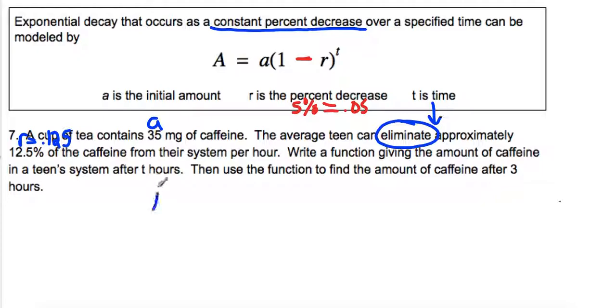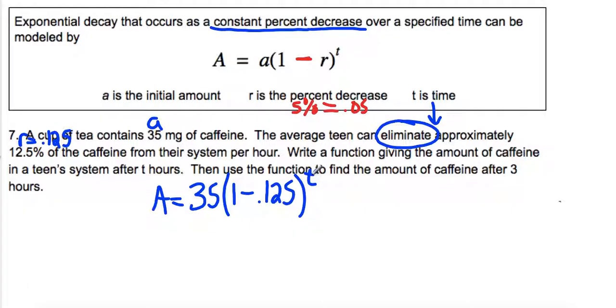So first we're going to write our function. Our initial amount is 35. When you drink this cup of tea, you have taken in 35 milligrams of caffeine. And we have 1 minus 0.125 to the t. So what's this saying? This is saying that every hour, 12.5% of that caffeine is eliminated by your body. Okay, it's this constant process.